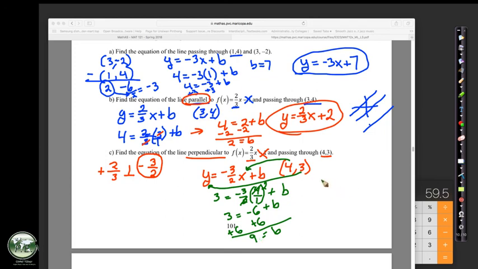We have our slope, we have our y-intercept. We can just write the equation y equals -3/2 x plus 9. The cool part is if you graph this line and you graph the original line, you'll see they're perpendicular. One's going up, one's coming down. They do cross at 90-degree angles as well. Okay. We do that okay?